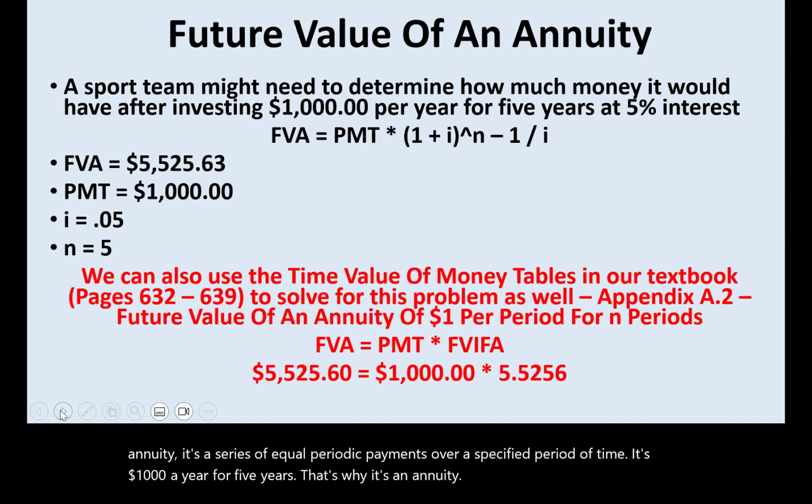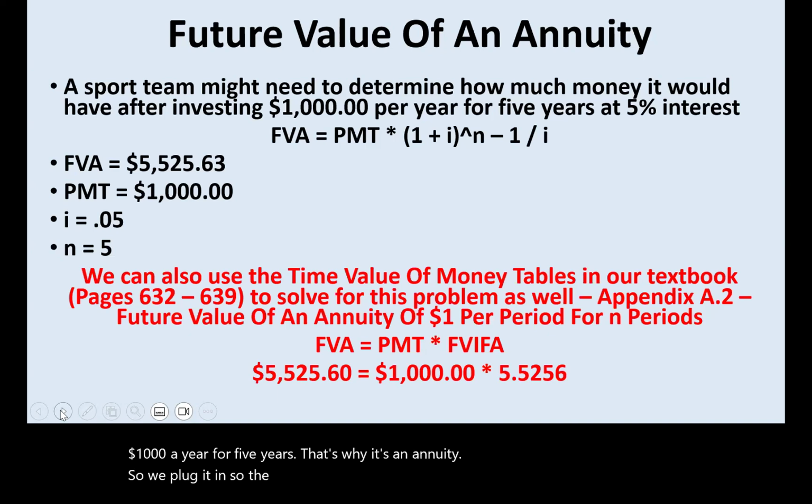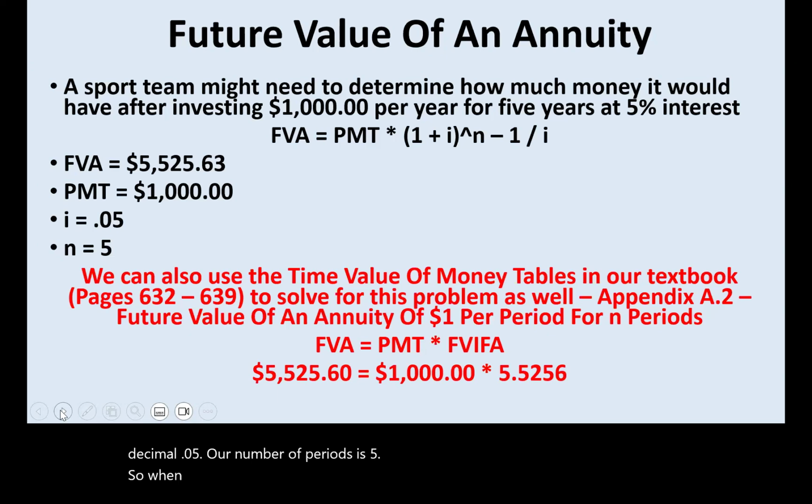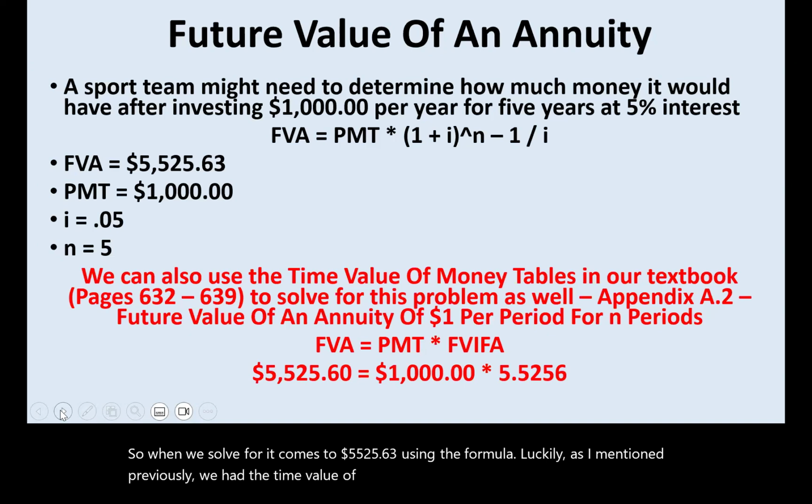So we plug it in. So the payment is 1,000. Our interest rate, we're going to write it as a decimal, 0.05. Our number of periods is 5. So when we solve for it, it comes to $5,525.63 using the formula.